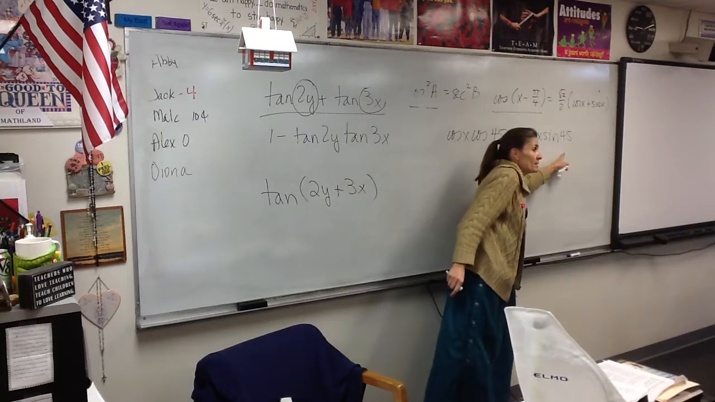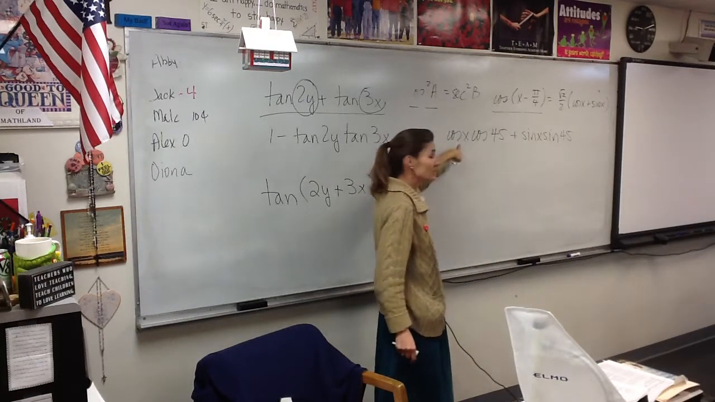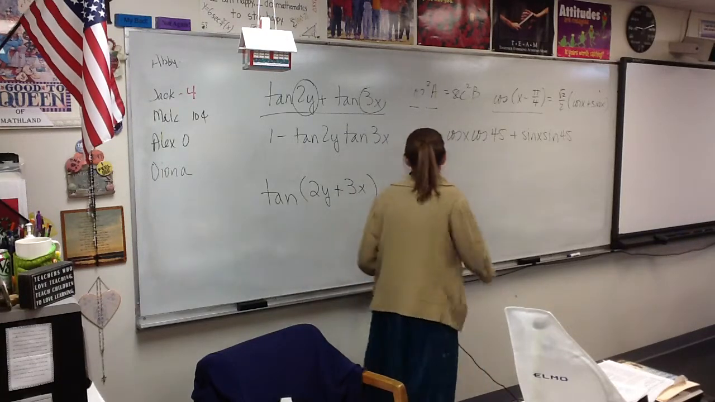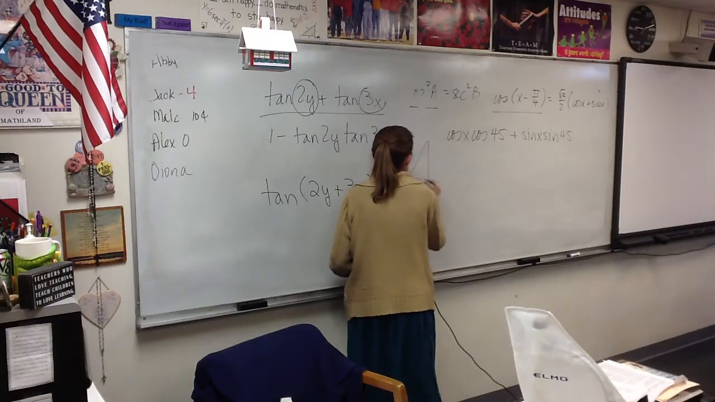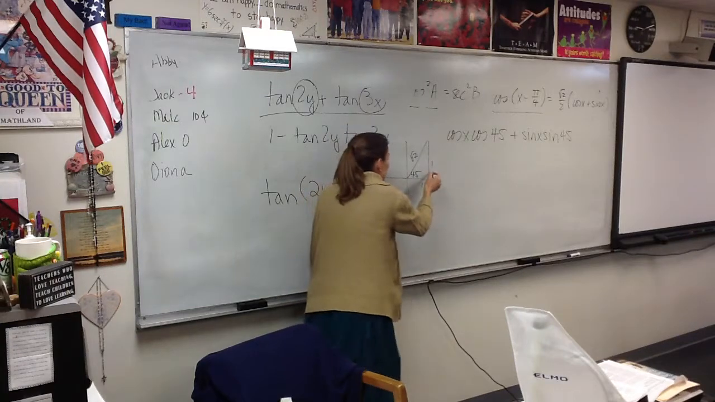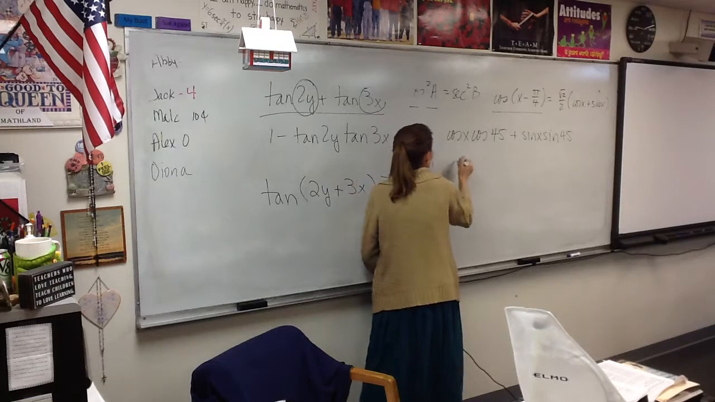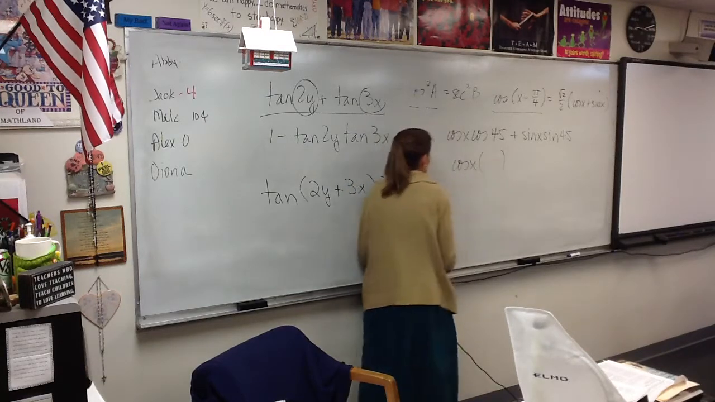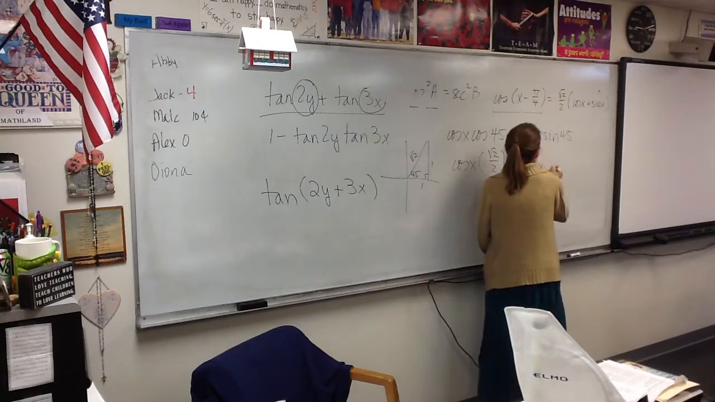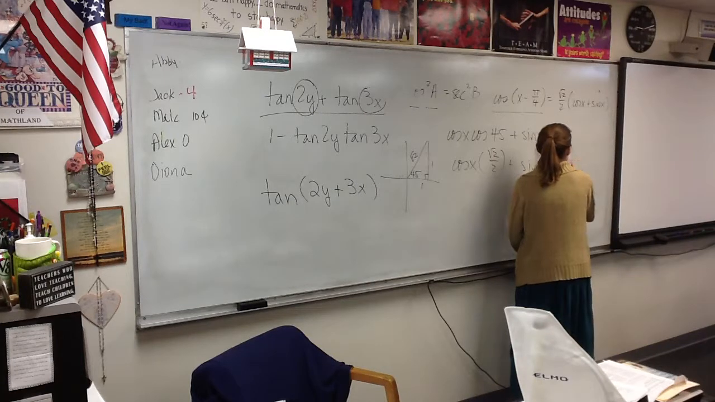Now what do you think we might do here? You can't do anything with this, but what about this? Can we figure this out? Sure. There's my 45, 45, 90 triangle. What's the cosine of 45? What am I going to put right there? The cosine of 45? Root 2 over 2. And what's the sine of 45? Root 2 over 2.